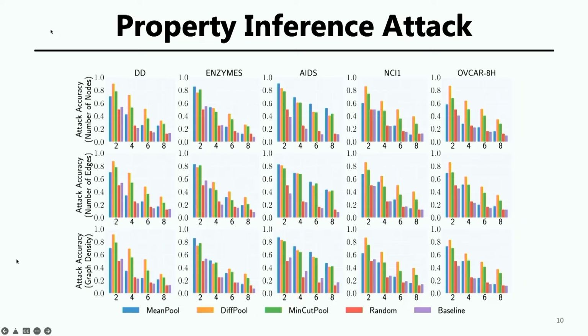And here is the attack performance. We evaluate on 5 datasets and 3 properties. We first bucketize each property into 4 different bins. We consider 2 baselines in our experiment. The first one is quite easy, just random guessing. The second one directly summarizes the properties from the auxiliary dataset. We also consider 3 pooling methods. Mean pool is a global pooling method. Diff pool and MinCut pool are the hierarchical ones. By comparing the first 3 and the last 2 bars, we show that our proposed attack consistently outperforms the baselines.